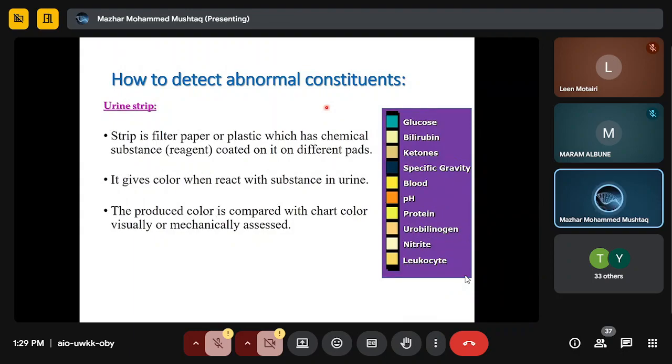These different spots would be changing into different colors, indicating that specific gravity is changed, blood is present, protein is present, nitrite is present. So all these things would be changing their color, which would suggest some sort of positive or negative test. This is what is done nowadays. Earlier, we would take one test tube, add the urine, add this chemical, add that chemical, heat it, wait for some time, and then get the result. But this is very instant.